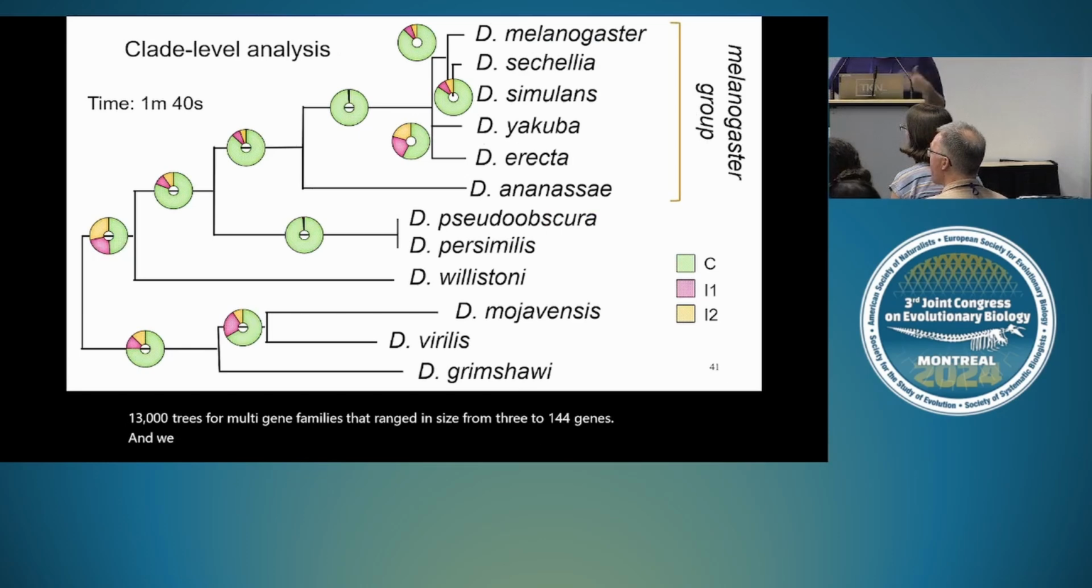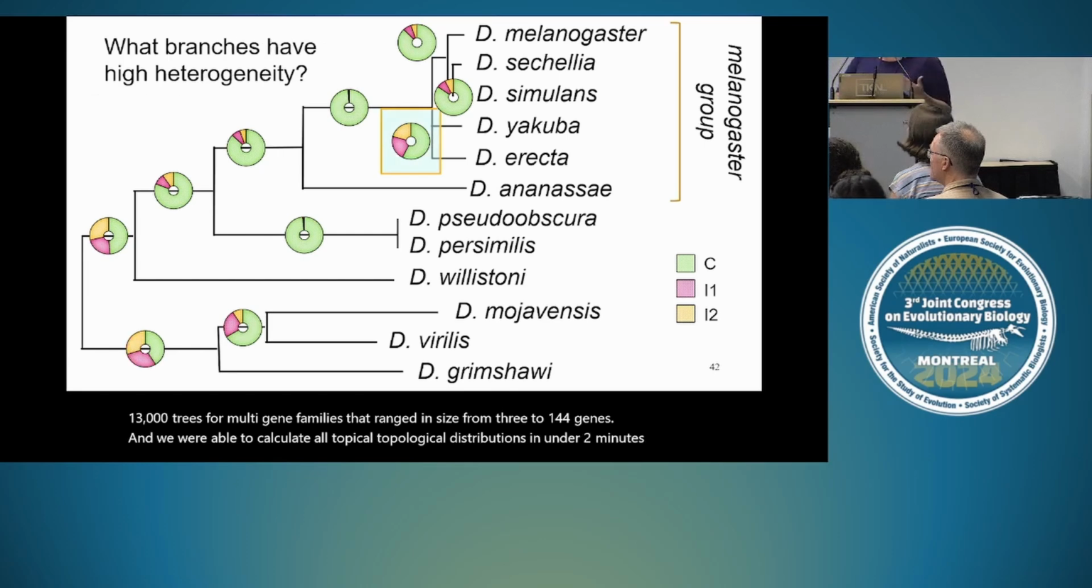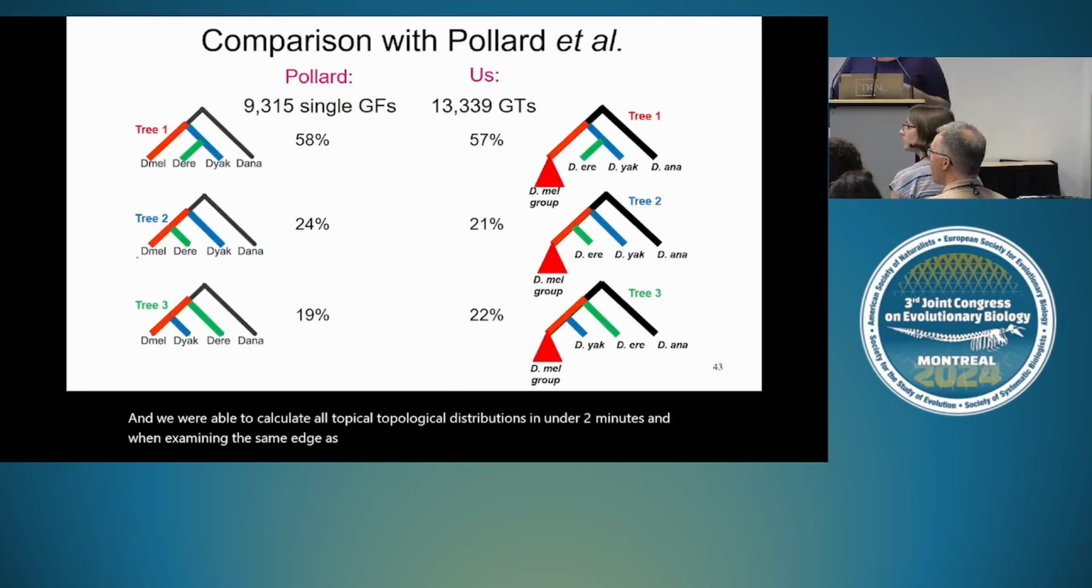And we were able to calculate all topological distributions in under 2 minutes. And when examining the same edge as Pollard et al., we observed a striking similarity in the concordance.